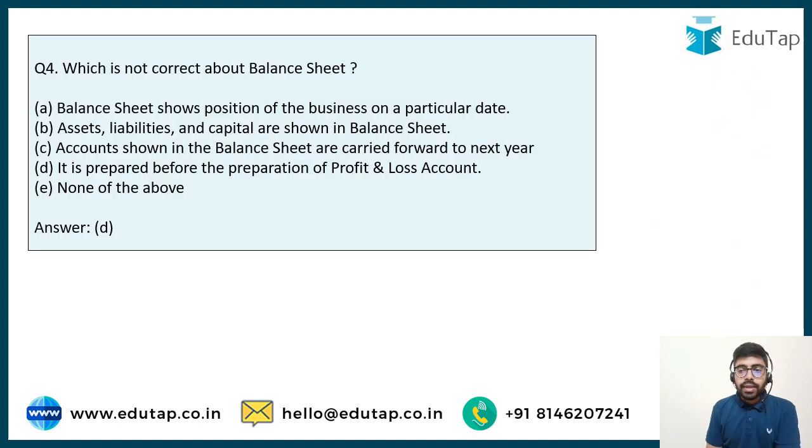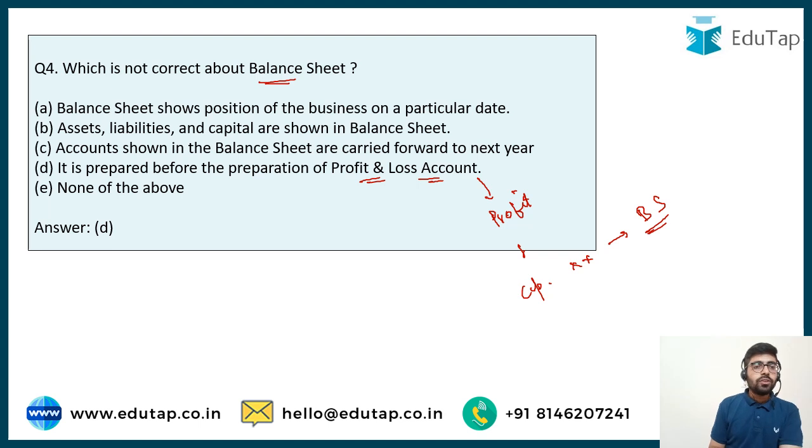So now we can easily answer this particular question, that balance sheet is not generally prepared before the preparation of profit and loss account. It is prepared after the preparation of profit and loss account, because we have to know the figure of profit so that we can take it to the capital account, and this capital account balance is going to be shown in your balance sheet. So answer is going to be option number D.